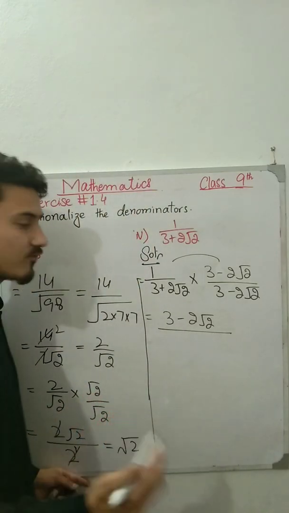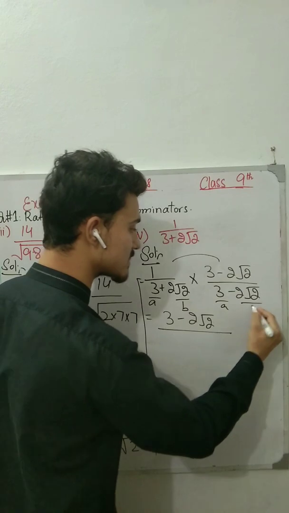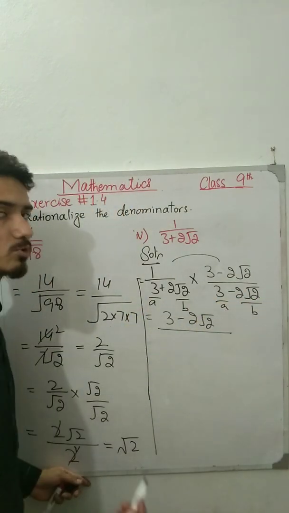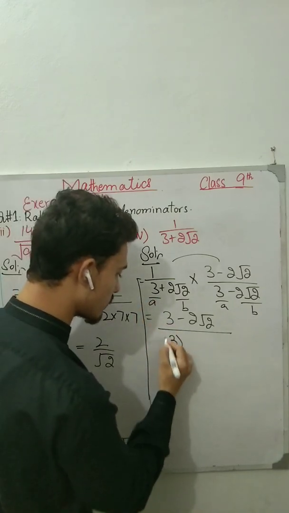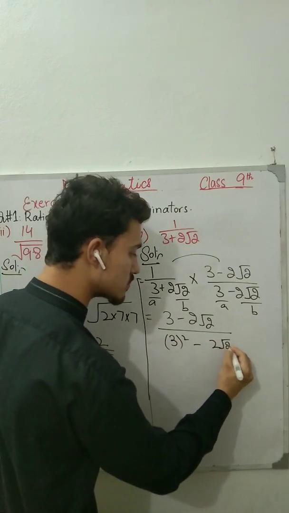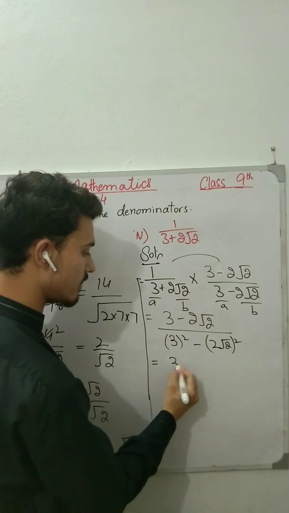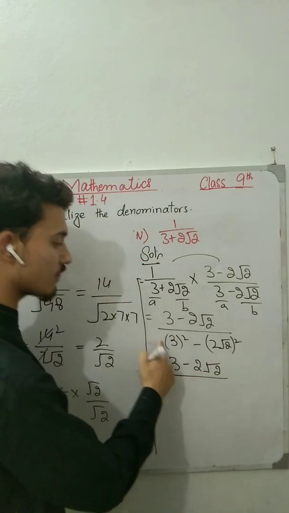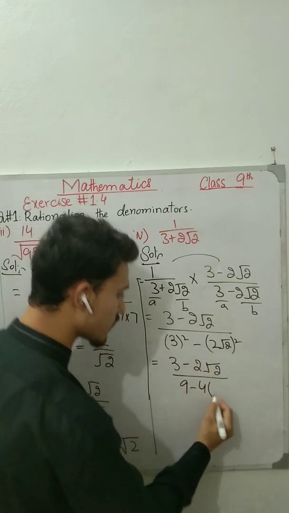We have a mathematical formula. You have a plus b, you have a minus b. Similar values, a plus b and a minus b is equal to what? a square minus b square. So what is a? 3 square minus, what is b? 2 under root 2. This whole is your b. b square is equal to what? 3 minus 2 square root of 2 divided by what? The square of 3 is 9 minus the square of 2 root 2 is 8.